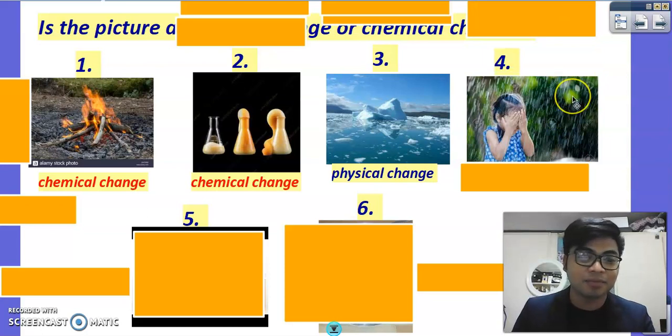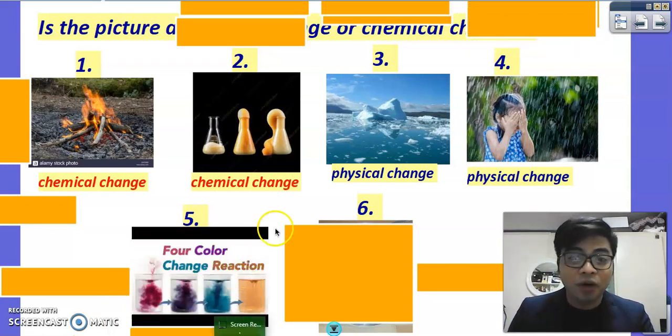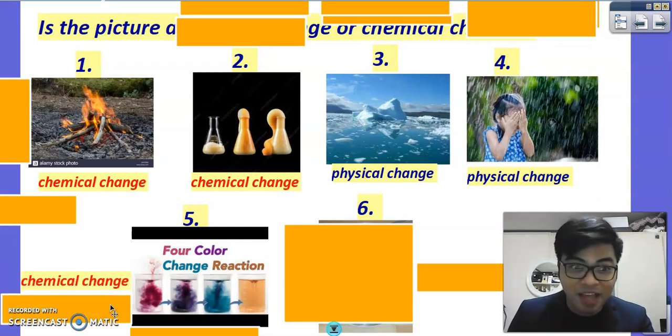Number 4, look at this. It's raining, and it might be raining right now outside your house. So, is this a physical or a chemical change? The correct answer is physical change because condensation, turning of clouds into liquid, gas to liquid, is a physical change. State of matter only. Number 5. The color change reaction that we did last time in the laboratory using the potassium permanganate. Look at that. Is this a physical or a chemical change? 1, 2, 3. The correct answer is chemical change.